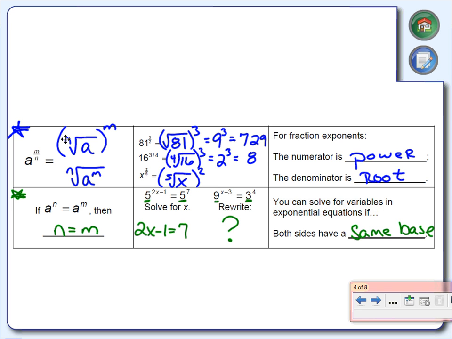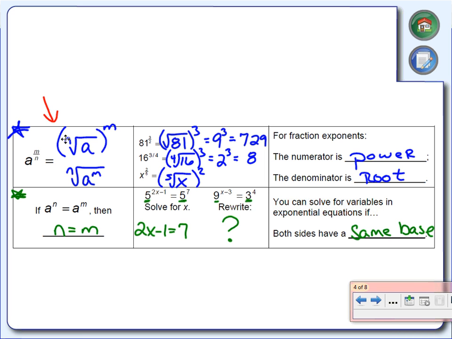Gotta have the same base, which again we'll talk more in detail tomorrow. All right, so these are all the rules that we'll be using today, but really the biggest rule we'll be using is this one right here. So that takes care of the notes, guys.